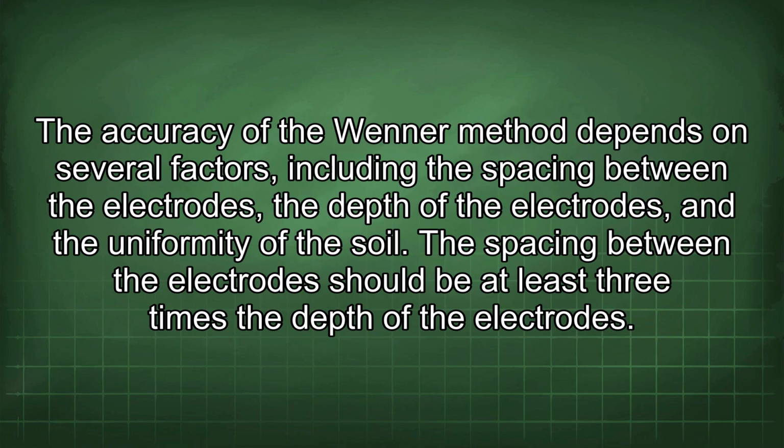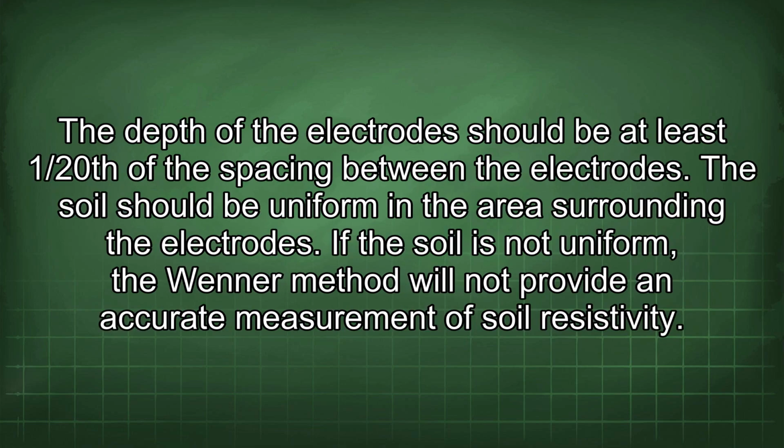The accuracy of the Wenner method depends on several factors, including the spacing between the electrodes, the depth of the electrodes, and the uniformity of the soil. The spacing between the electrodes should be at least 3 times the depth of the electrodes. The depth of the electrodes should be at least 1/20th of the spacing between the electrodes.